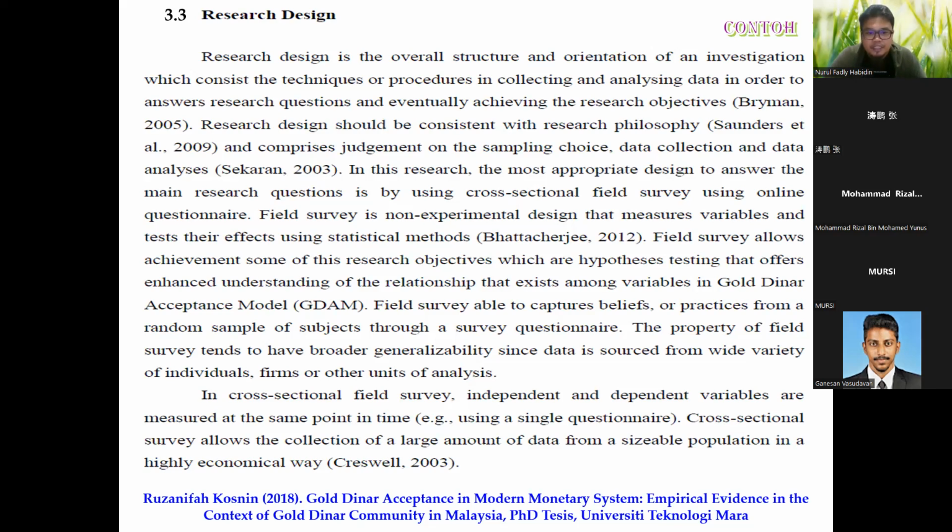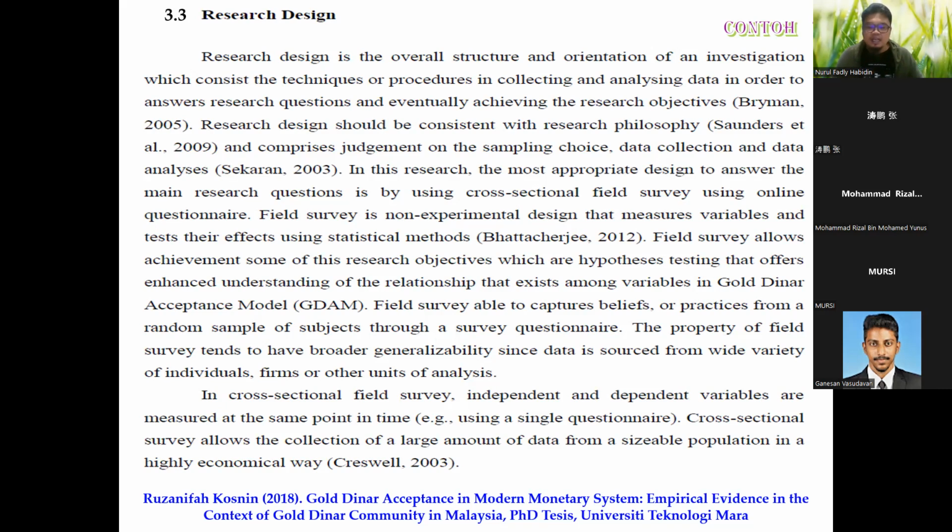In cross-sectional survey, this is another paragraph. Independent variables are measured at the same point. Cross-sectional survey allows the collection of a large amount of data from a sizable population in a highly economical way. So we know that if you use the questionnaire, this is an economical, more efficient and practical approach in order to get the data. Mostly the survey involves large data compared with the qualitative using small sample data. So the benefit of using questionnaire and survey actually assists us in order to answer the objective and research question.